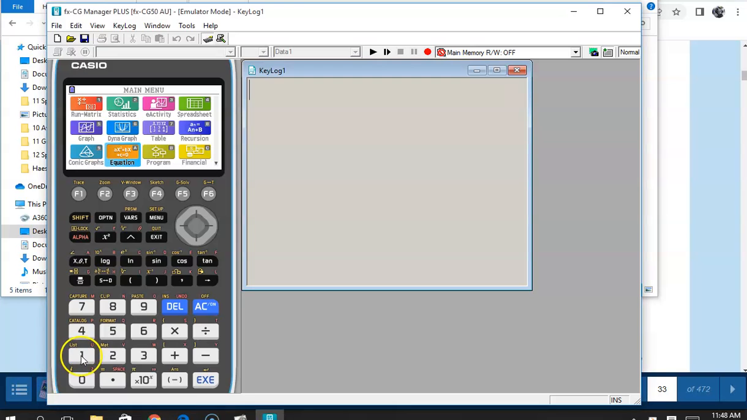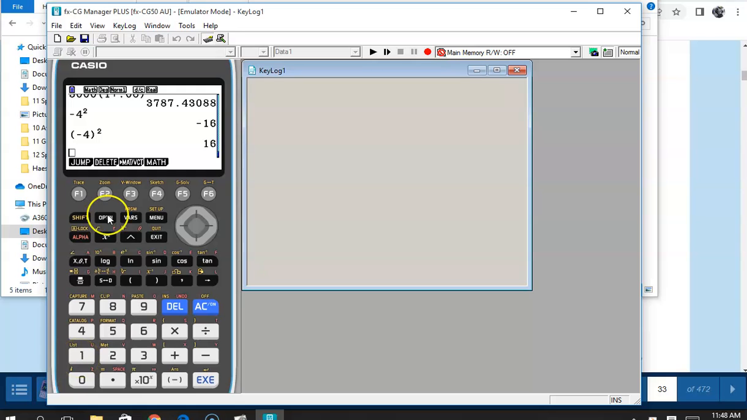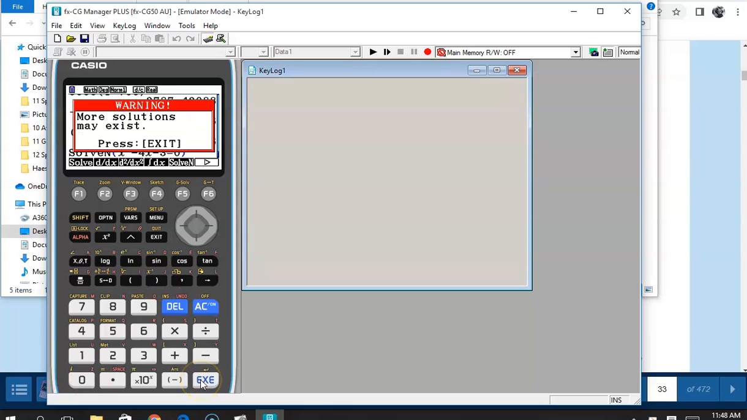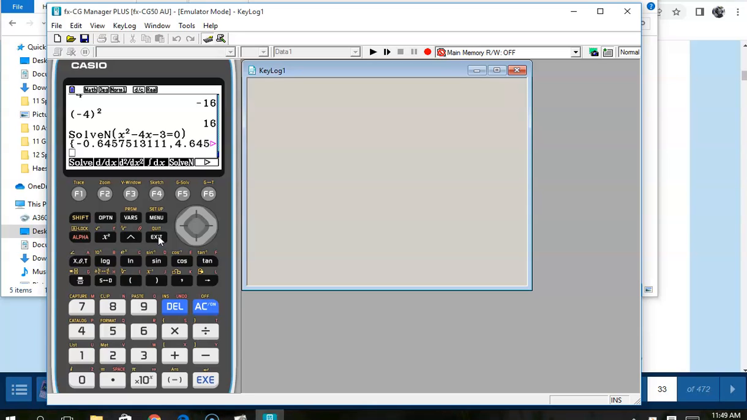Okay, if you really wanted to, you can also go into solve n. So options, calc, solve n. What was it? X squared take 4x take 3 equals 0. Close my brackets. Watch out, there could be more than one solution. Is there going to be more than one solution? Yes, but I don't think this gives it to you in exact form. So that's why your polynomials is nicer. Equations, poly. Yeah? All right.